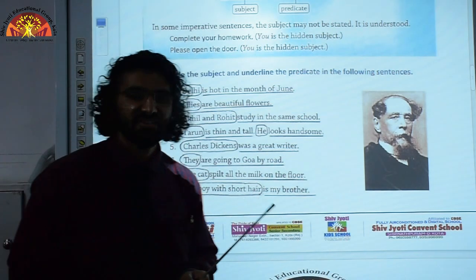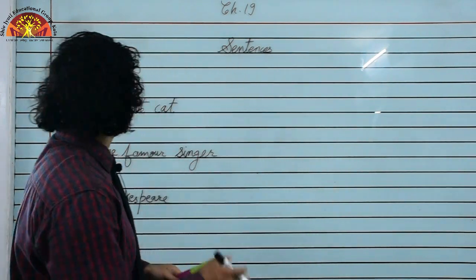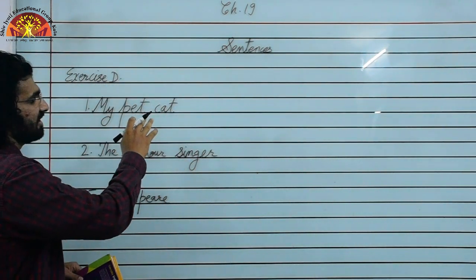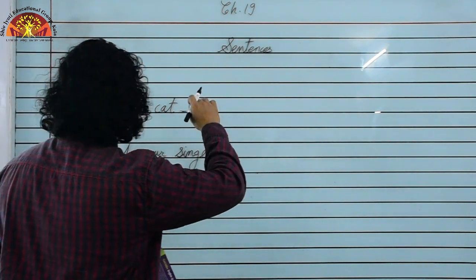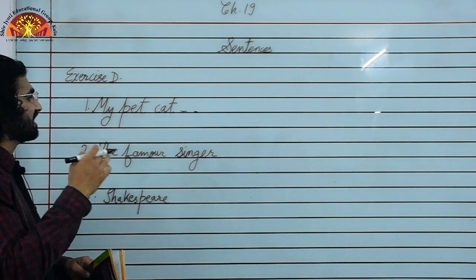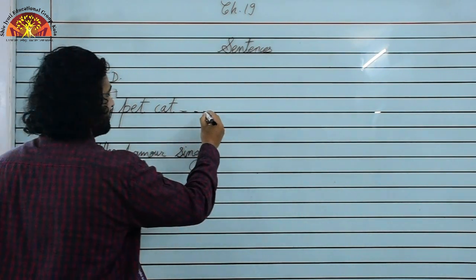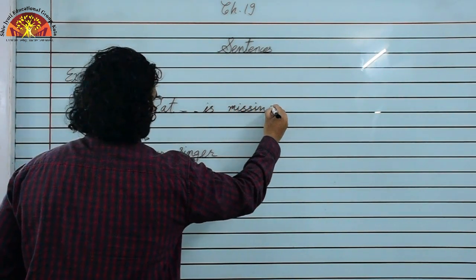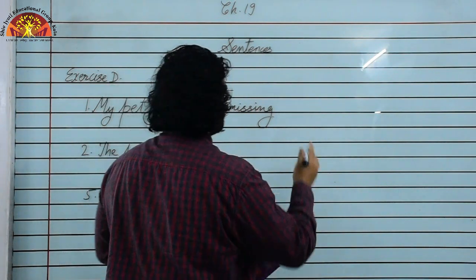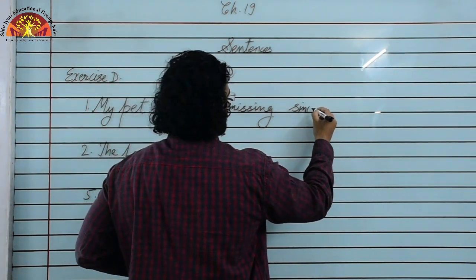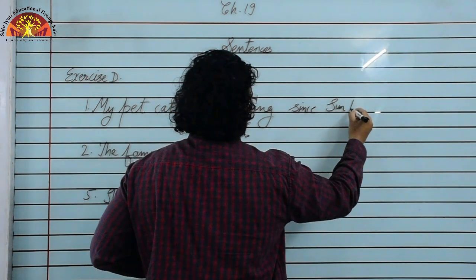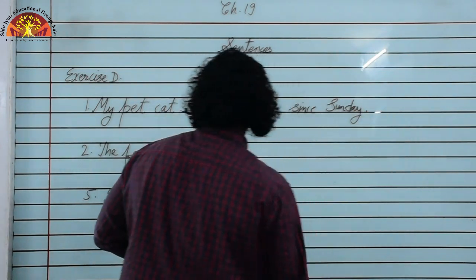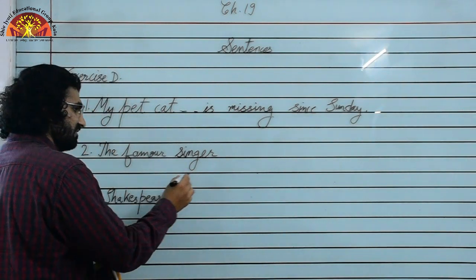Okay, now we will move on to the next exercise, exercise D. Fill in the blanks by adding the missing subject or predicate. So here we have my pet cat, and this is our blank. We have to fill in this blank and just try to think. My pet cat is missing since Sunday.